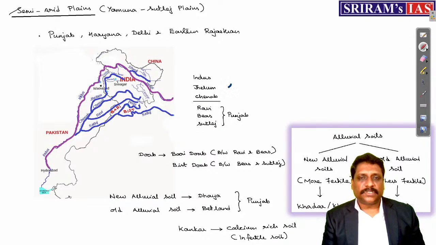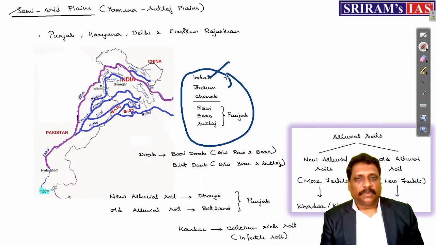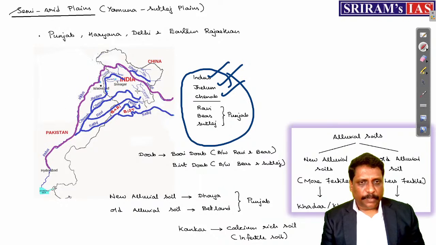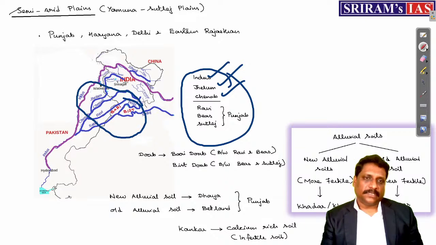Now you may wonder, what is this? Where Indus is flowing in Punjab, where Jhelum is flowing in Punjab, where Chenab is flowing in Punjab. Simple, my dear friends. When the name Punjab was kept, it was not only the Punjab of India, it also includes the Punjab of Pakistan.